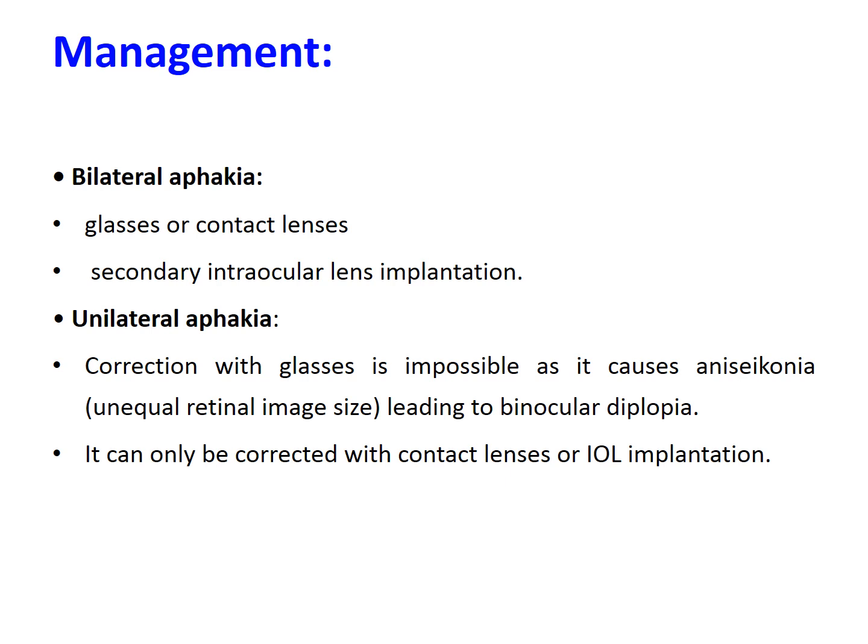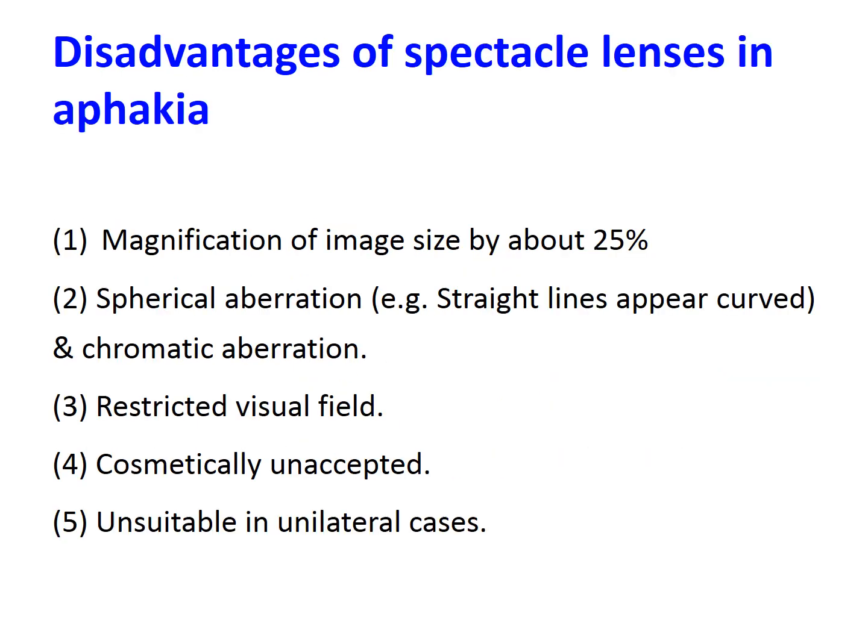In case of unilateral aphakia, you can't use glasses. In case of unilateral aphakia, correction with glasses is impossible. This will cause aniseikonia, and this means unequal retinal image, and will cause binocular diplopia. This means double vision. So it can only be corrected by contact lens or intraocular lens implantation. This is in case of unilateral aphakia.